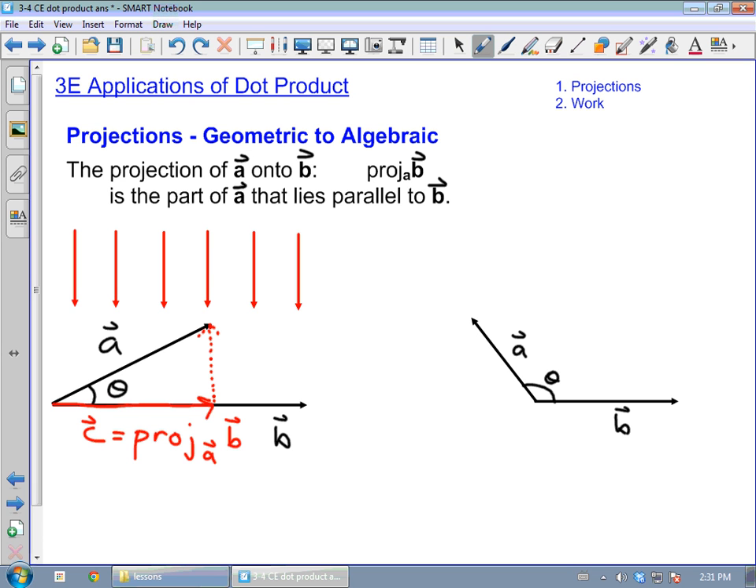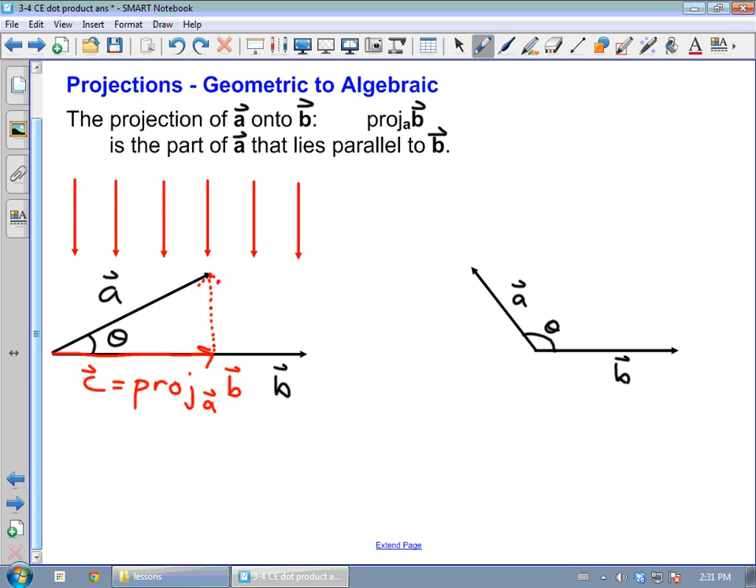Now, we talked about this in the last lesson when we were learning about what the dot product is. So you can already probably guess that there should be a way of figuring out what this projection is in terms of the dot product. And that's where we're going. But first, in geometric terms, we know how to use trigonometry to figure out the magnitude of this vector C. The magnitude of C down here is just going to be the magnitude of A times the cosine of the angle between them. A cos theta.